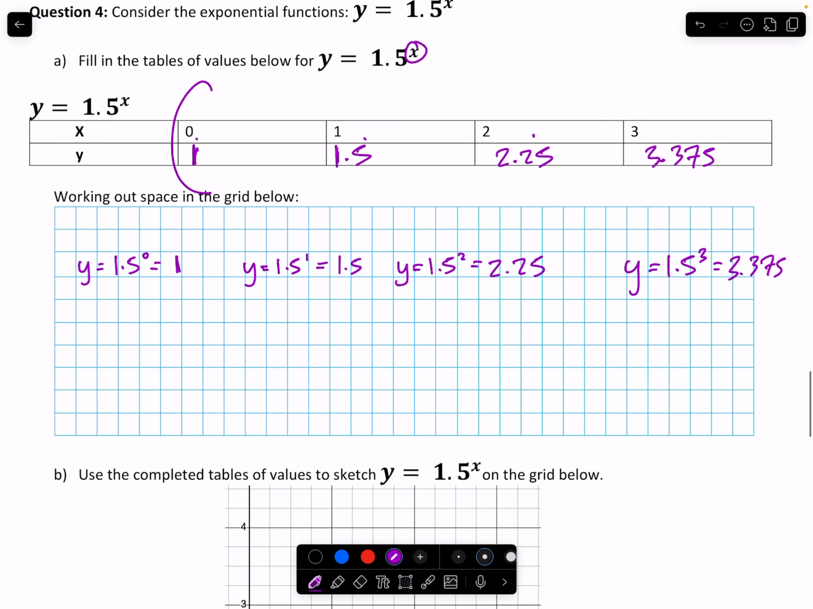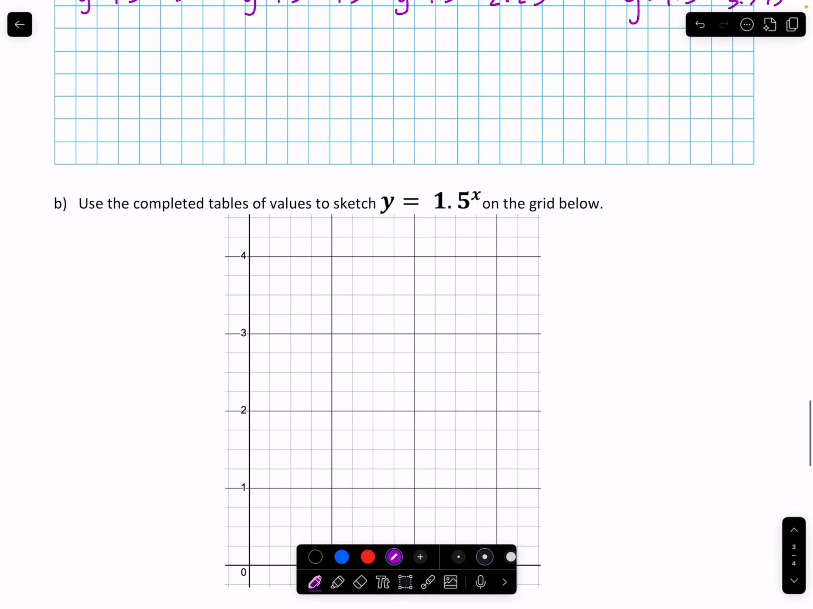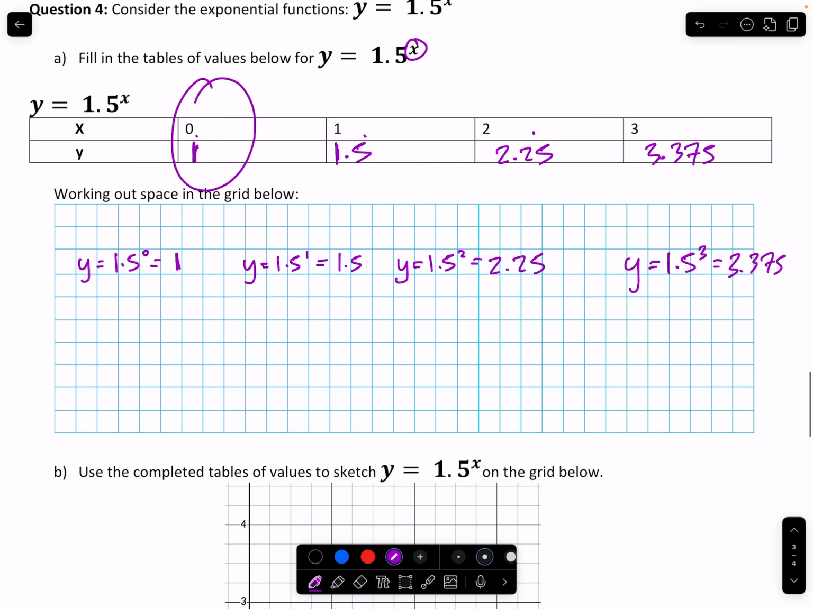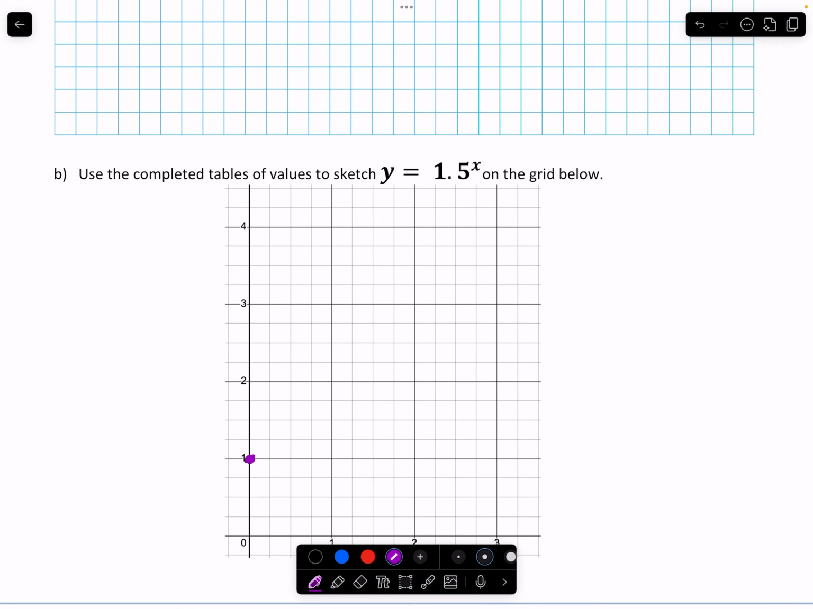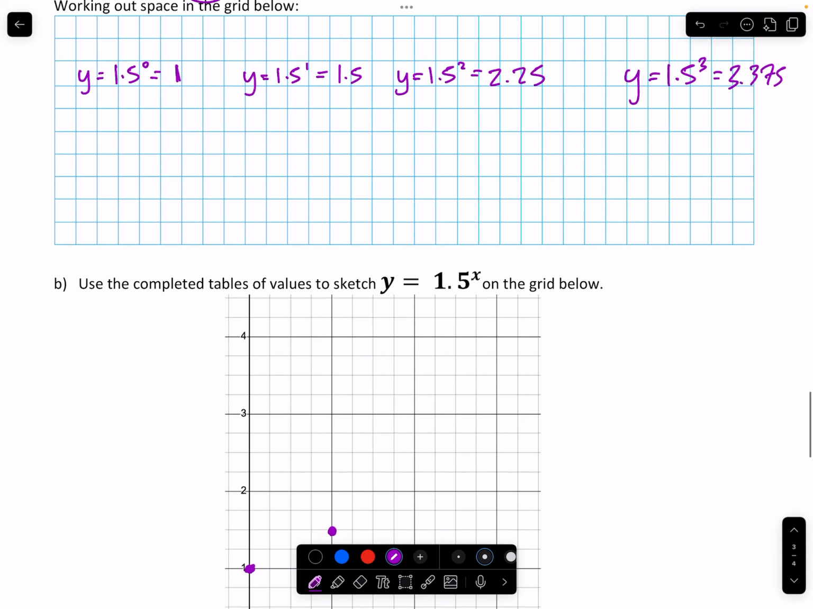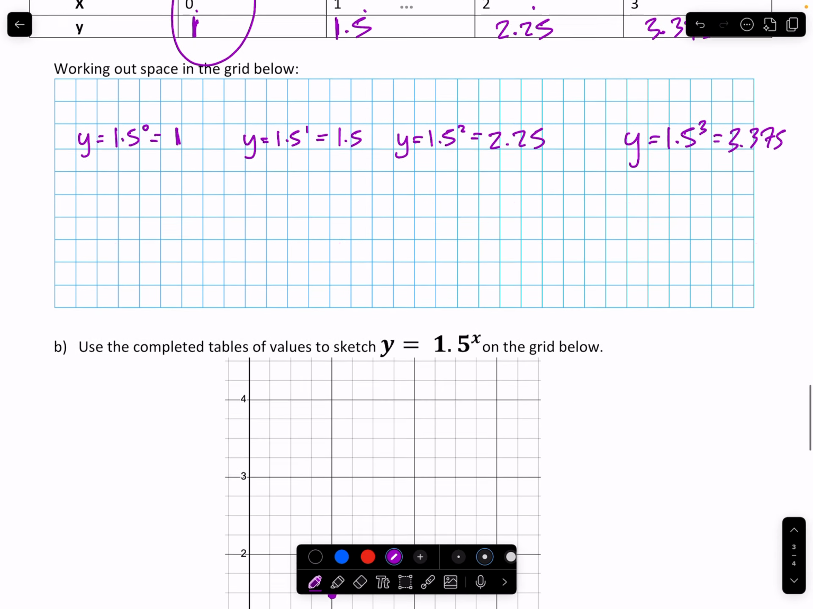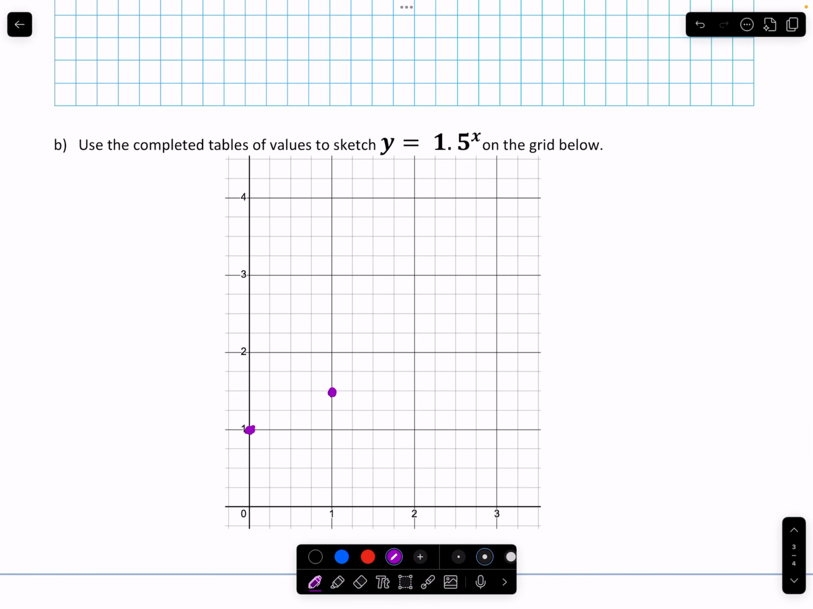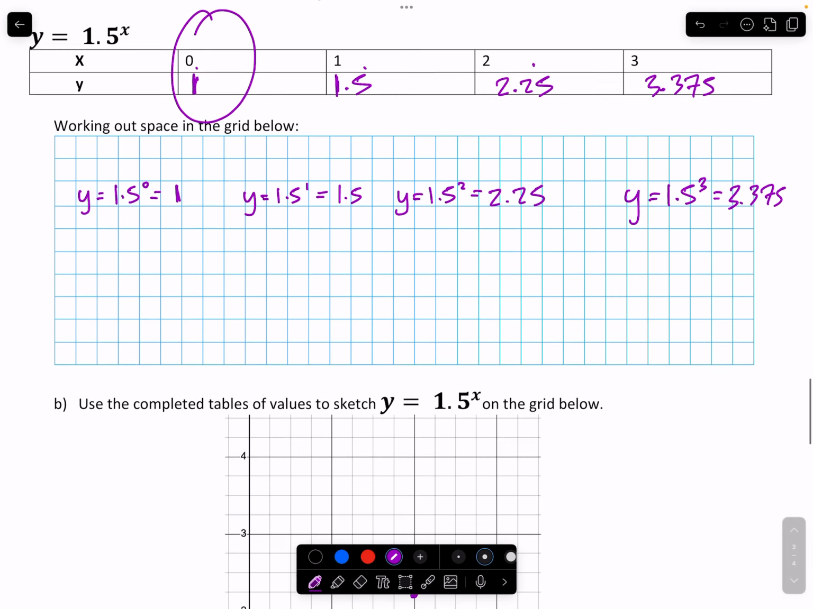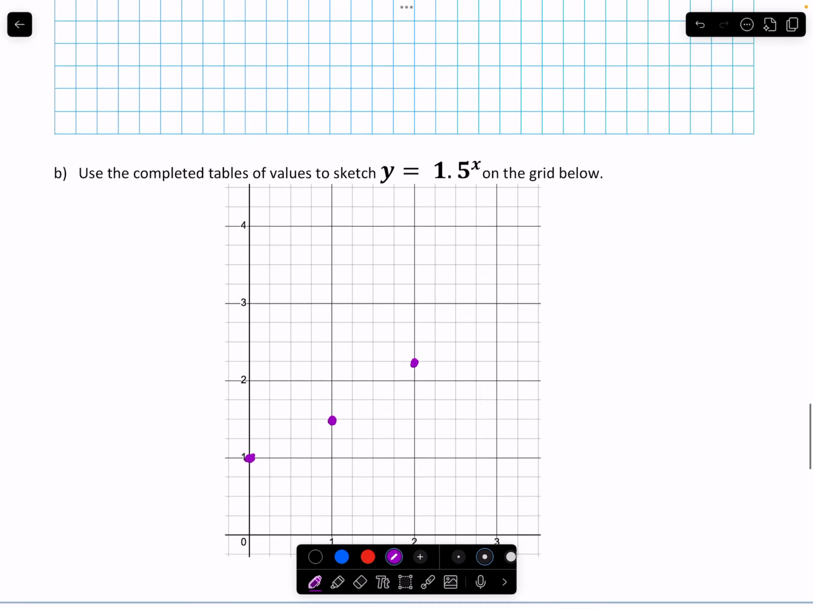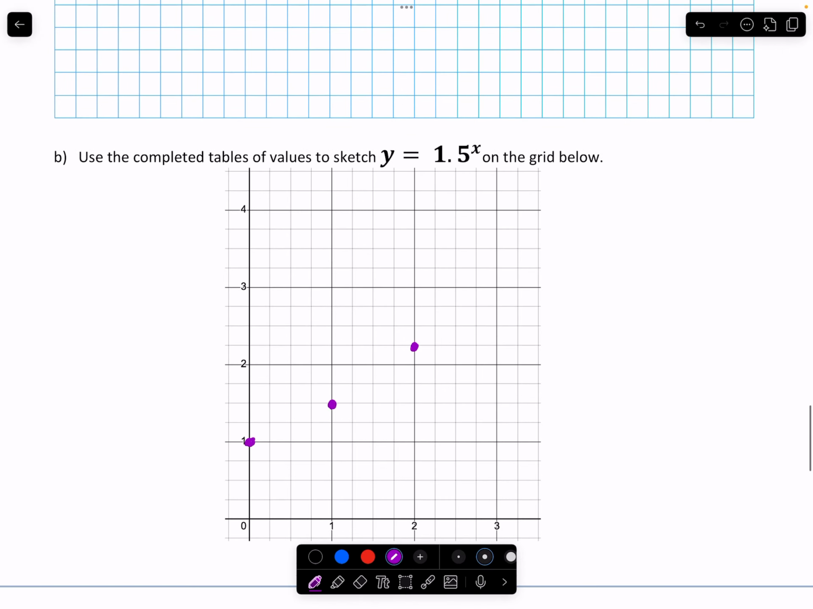So when x is equal to 0, y is equal to 1. First dot. When x is equal to 1, y is equal to 1.5. 1.5 is halfway between 1 and 2. When x is 2, y is 2.25. And when x is equal to 3, y is equal to 3.375, somewhere around there.